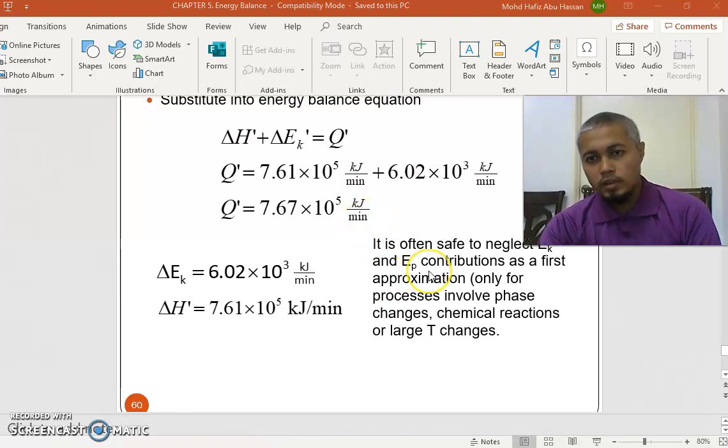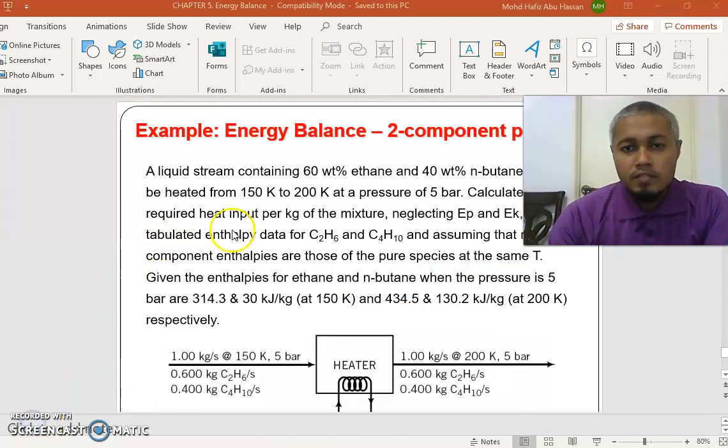minute. So additional information, if we need to deal with this kind of problem, it is safe to neglect EK and EP contributions as a first approximation only for processes involving phase changes, chemical reactions, or large T changes. Now we have the final problem for energy balance.